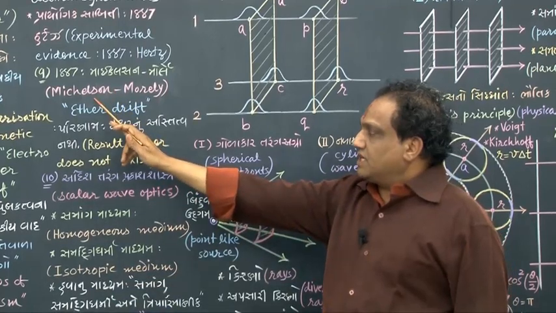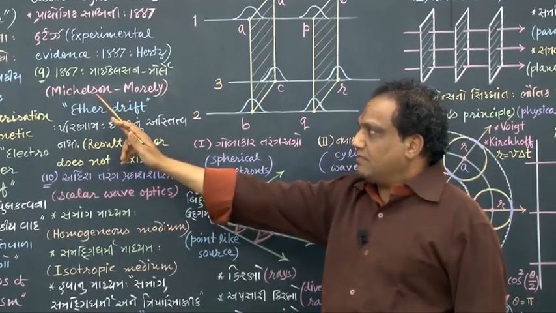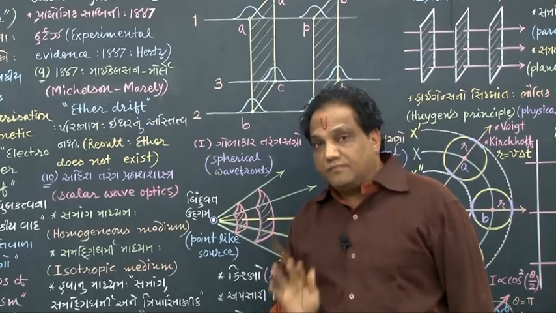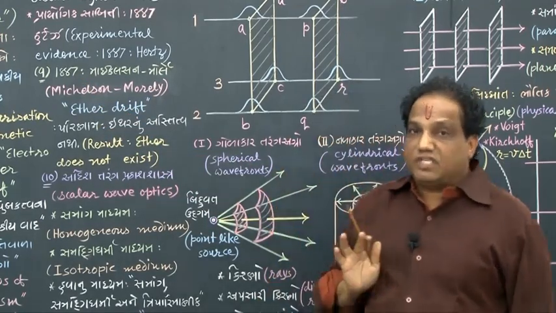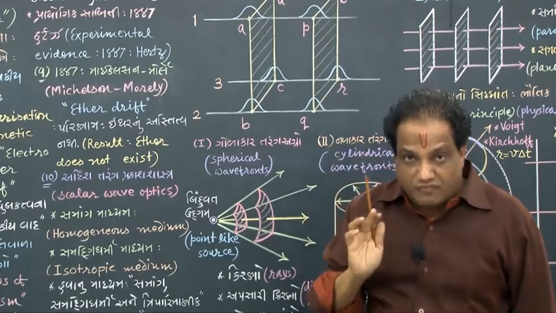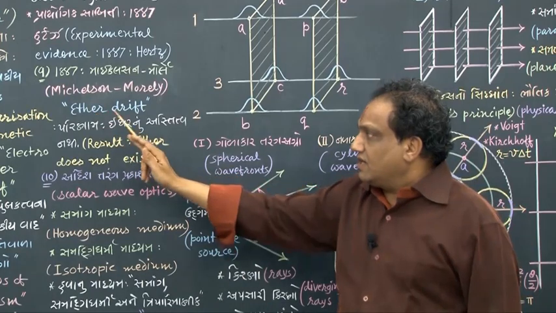Then Mr. Michelson and Mr. Morley, in the year 1887, had performed one experiment. Later on, that experiment became very famous all over the world with the name ether drift.